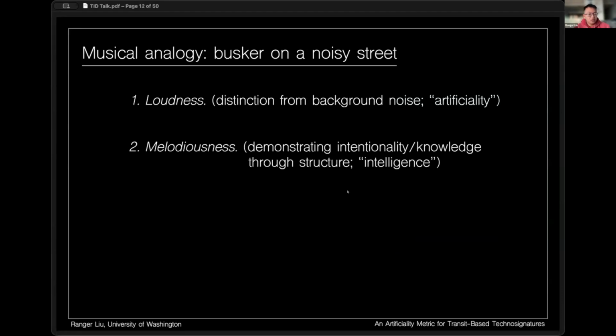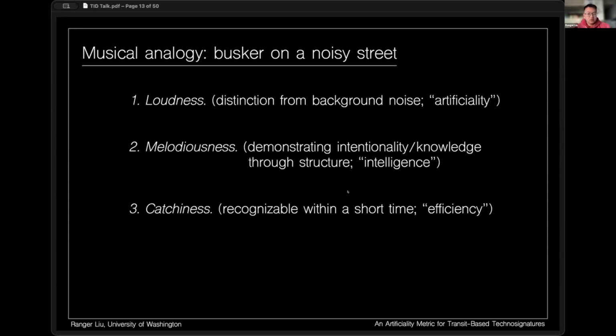Our second criterion is melodiousness. You need to play with a melody. Your signal should demonstrate intentionality or knowledge in some way by being structured, perhaps in some mathematical way. This is kind of like in Carl Sagan's Contact, when the beacon that they intercept is made of prime numbers, which are very clearly intentional because of their mathematical structure.